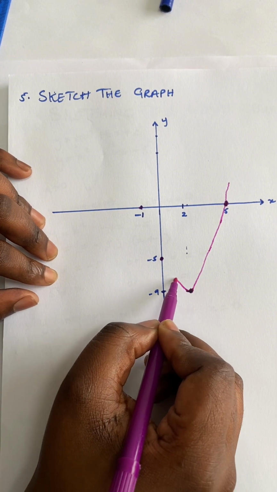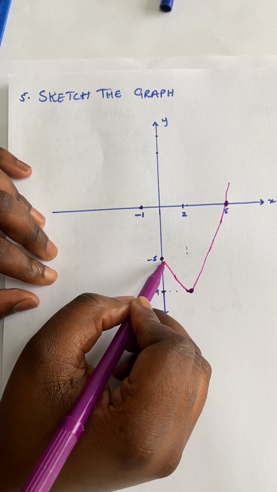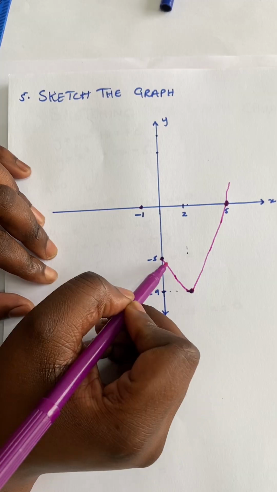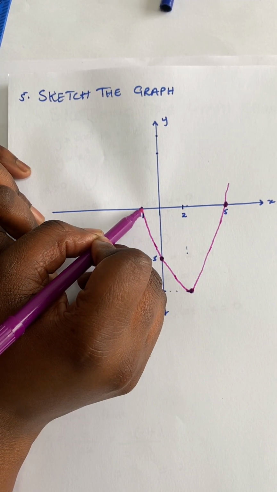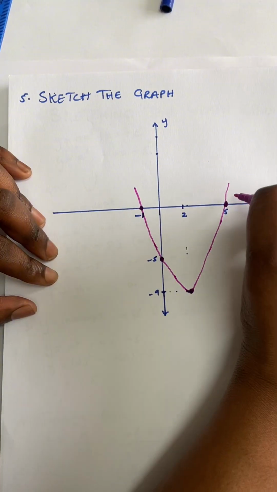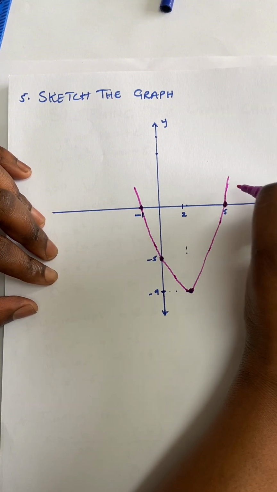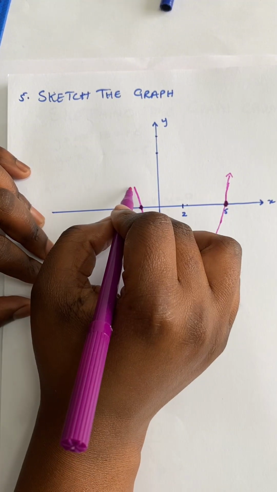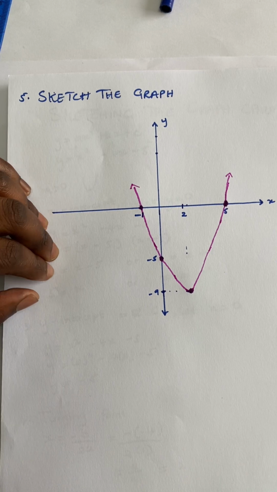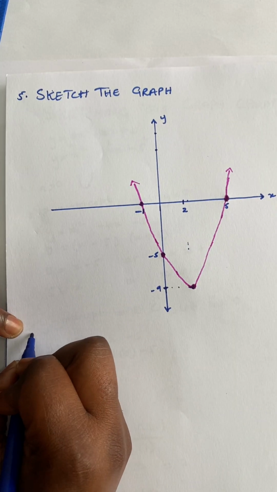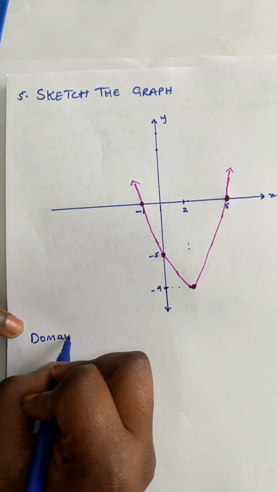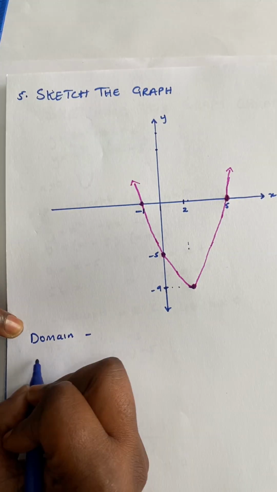Your graph changes direction. Your graph turned. And then you join all the way up, all the way up. So this is how you sketch the graph. Now the domain and the range.